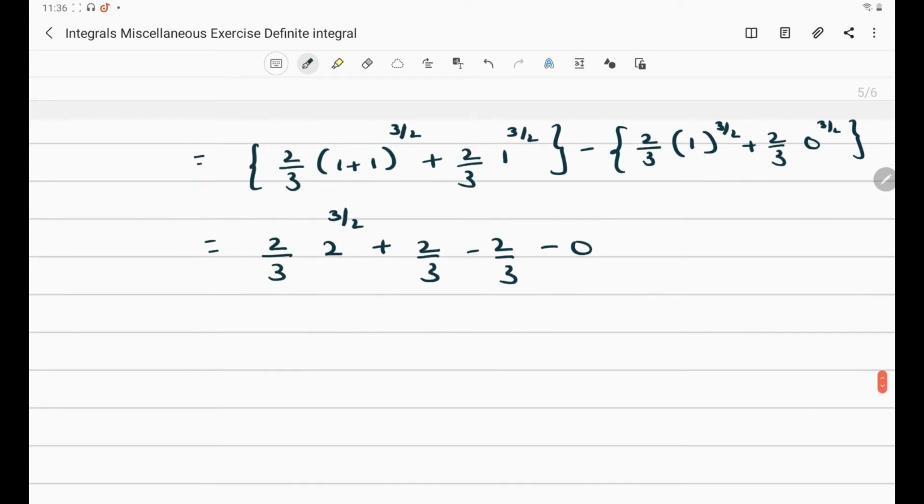So, 2 by 3 gets cancelled, we get this as 2 by 3 into 2 to the power of 3 by 2, which is 2 root 2. So, 2 into 2 is 4, 4 root 2 divided by 3. So, this will be the answer.